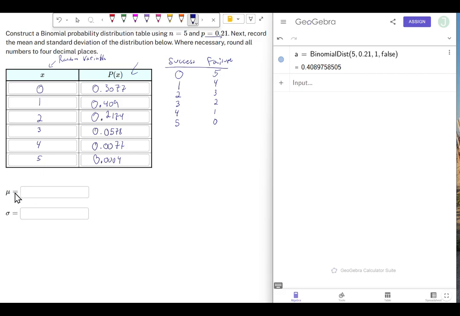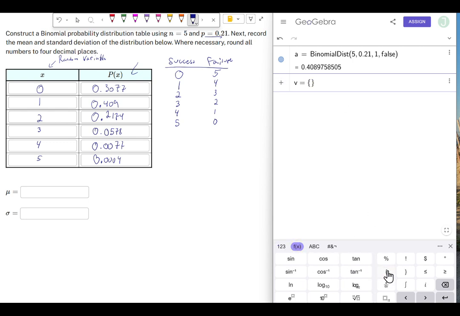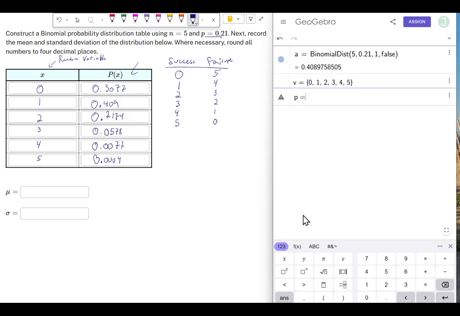The next question asks us to find the mean and standard deviation. Again, there are 2 ways of finding the mean and standard deviation. We could let any variable we want. In this case, I'm going to let the variable be v for the word variable. V equals, and then curly bracket. We would type in 0, 1, 2, 3, 4, 5. And then underneath this, we could say P equals, and grab the curly brackets.